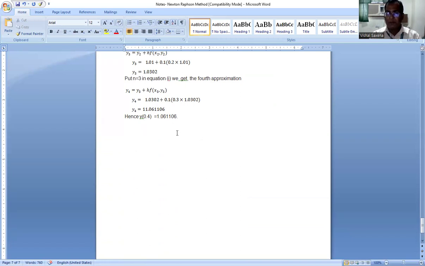So this is our Euler's method, and in the next lecture, we will discuss Euler's modified method and the other methods in this part of numerical analysis for differential equations.